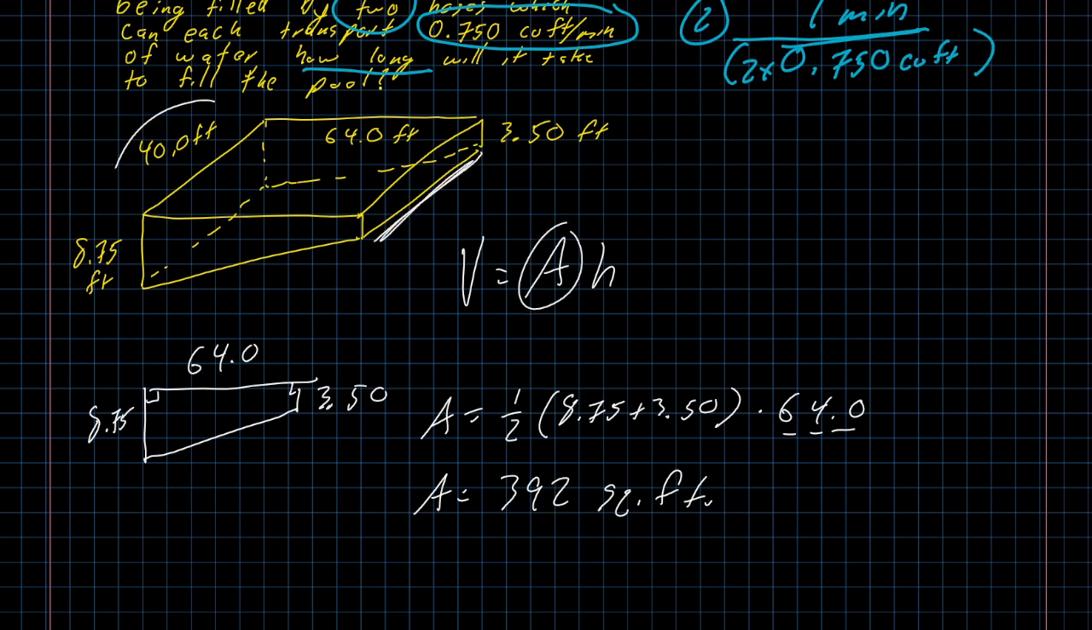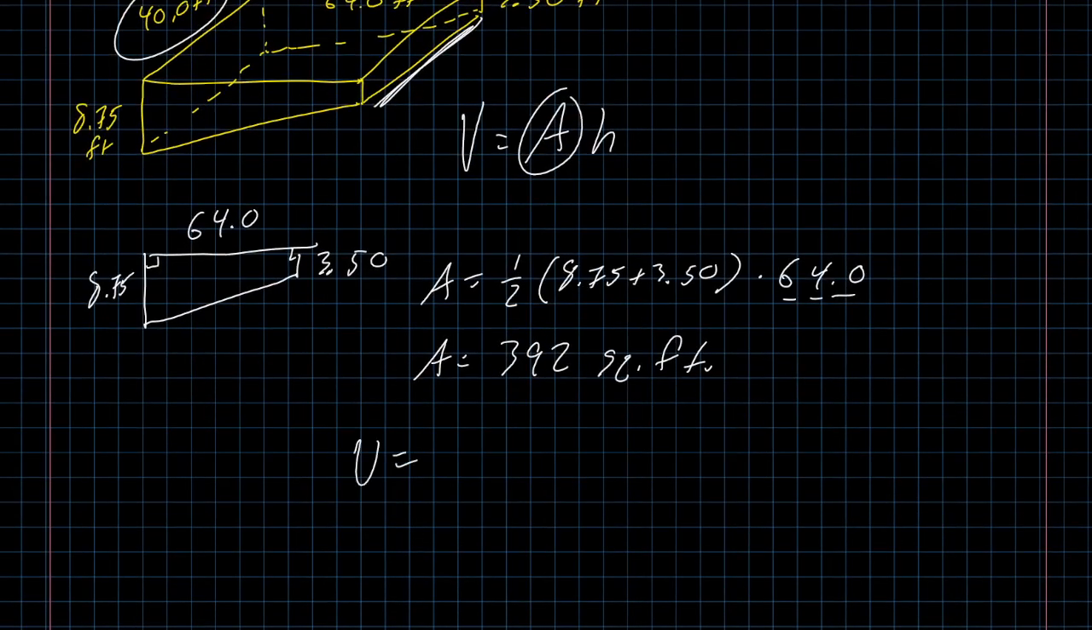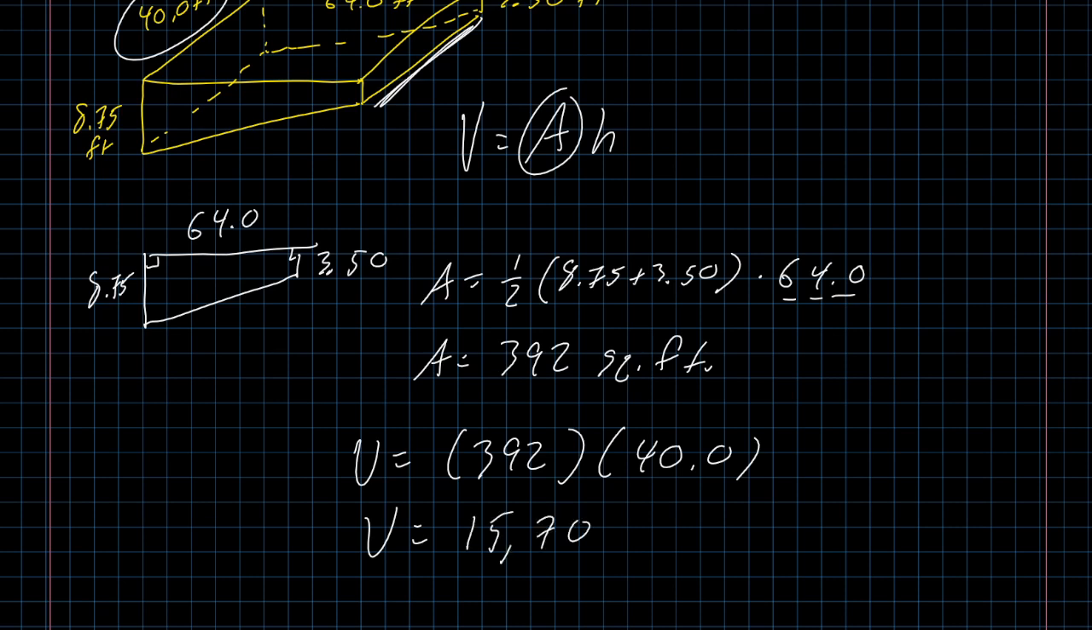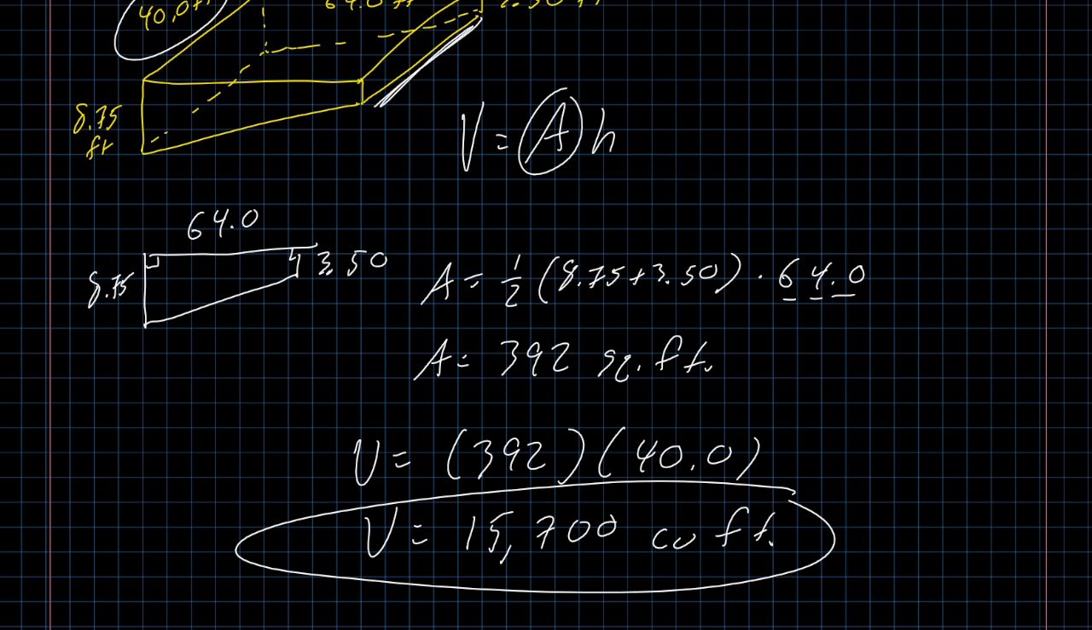All right, so that's my area. And then my height, as I said before, is this 40 feet. So the volume is 392 square feet times 40 feet, which comes out as 15,000 in change. I've only got 3 significant figures, so I will round that and call it 15,700 cubic feet. All right, there's my volume.